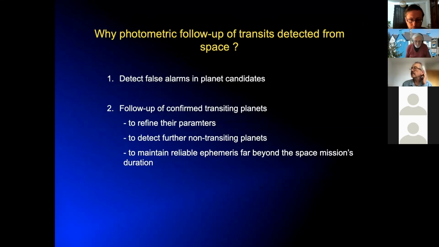So why should we do photometric follow-up of transits detected from space? And there are two main motivations. The one is to find false alarms in planet candidates, and the other one is to follow up confirmed systems, confirmed transiting planets, with several motivations, which we go through in parameters here.